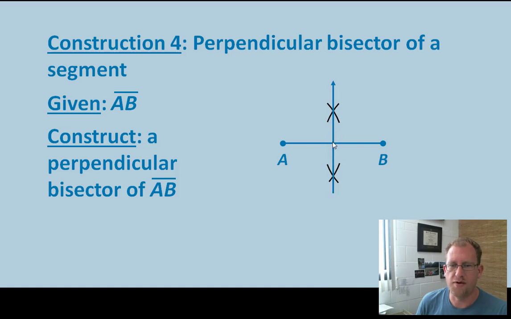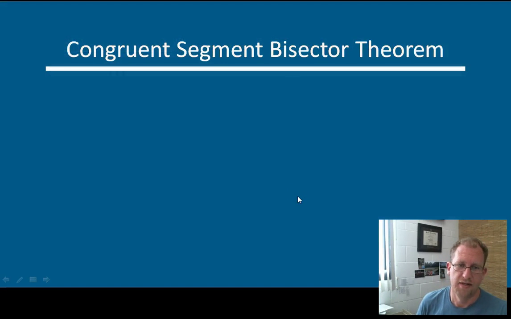Okay, and now I just need to use my straight edge and draw a line that goes through those 2 points, and then I will have created a perpendicular bisector to segment AB. All right, that's how you do that.